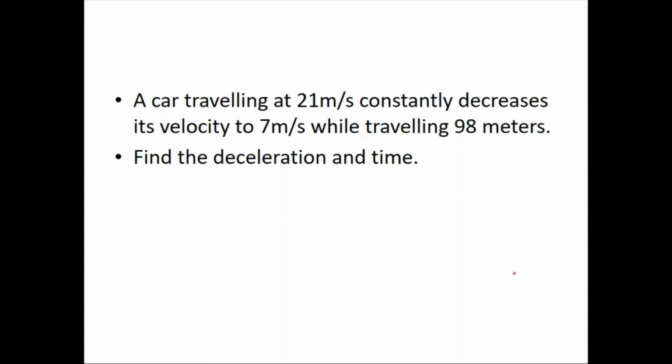A car traveling at 21 meters per second constantly decreases its velocity to 7 meters per second while traveling 98 meters. Find the deceleration and the time during this motion. What are the givens? We are given that v initial is equal to 21 meters per second, the final velocity is 7 meters per second, and during this deceleration it moves a distance of 98 meters.